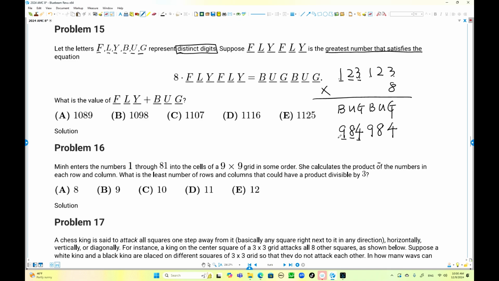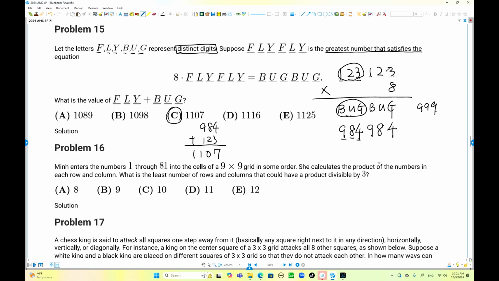So the value of this one is the largest: 984 times 123, that is 121,032... the answer is 123 by 984. Well, you can use 999, it doesn't matter.